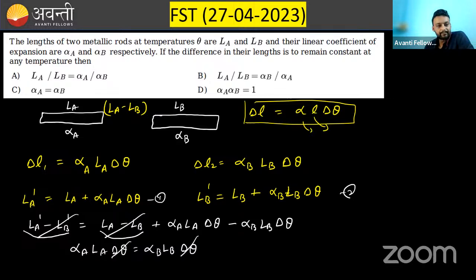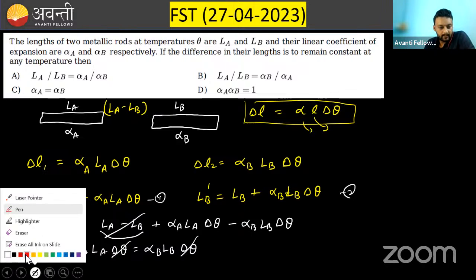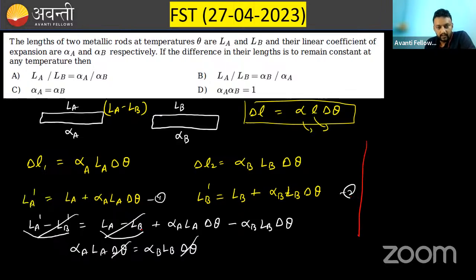Now, which option is correct according to this relation? LA over LB is equal to alpha B over alpha A. From this relation, you can see that LA over LB is equal to alpha B over alpha A. So, which is option number B.